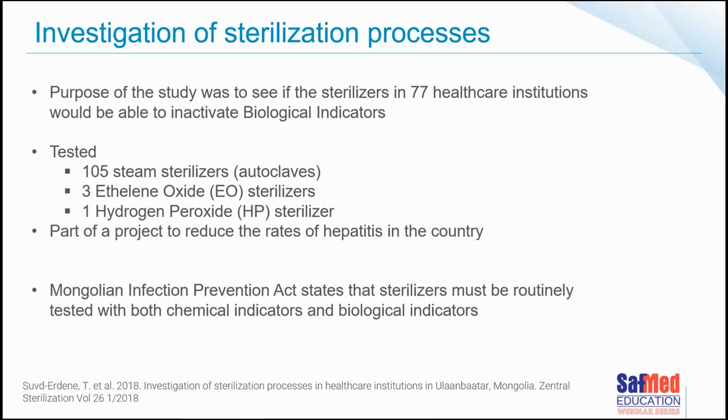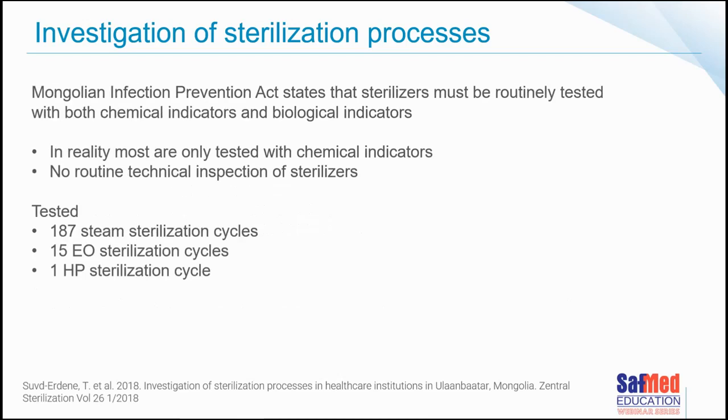The Mongolian Infection Prevention Society's Act states that sterilizers must be routinely tested with both chemical indicators and biological indicators. But, as is often the case, the reality is that they're often only tested with chemical indicators, and there is often no routine technical inspection of sterilizers. So these are the findings in this particular paper.